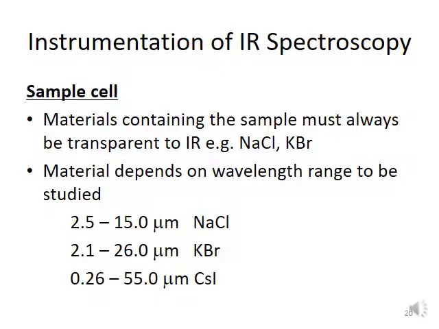Okay, so now we go for the sample cell. For the sample cell, you must know that it must be transparent. Okay, so for example, sodium chloride, potassium bromide. Okay, and in this case, we have the same thing as when you use the monochromator.